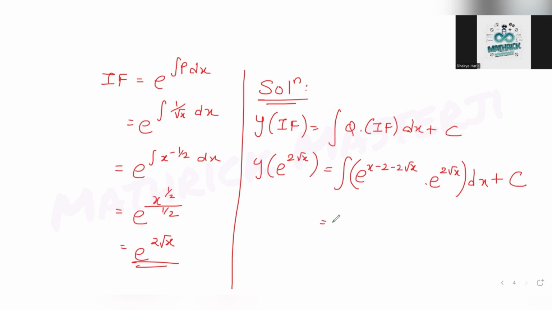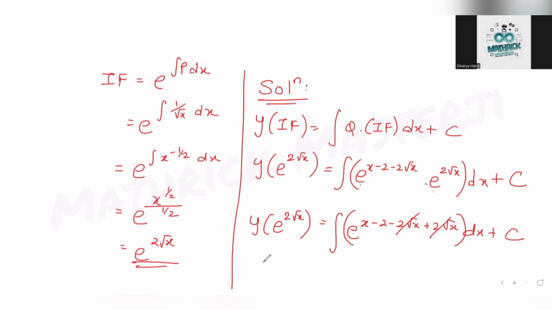Now what happens here is, integral of e raised to... If I have the same base and they're multiplied, the powers get added. So that leaves you x minus 2 root x plus 2 root x dx plus c. That leaves you this and this cancelled. I have y e raised to 2 root x, which is the integral of e raised to x minus 2 dx plus c.